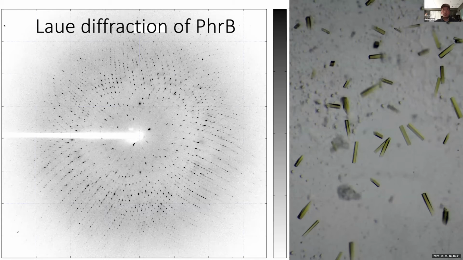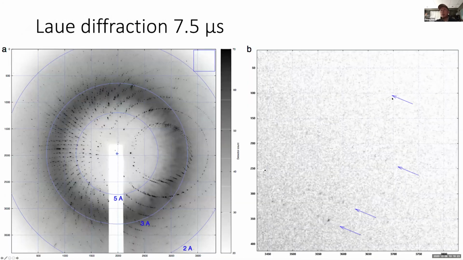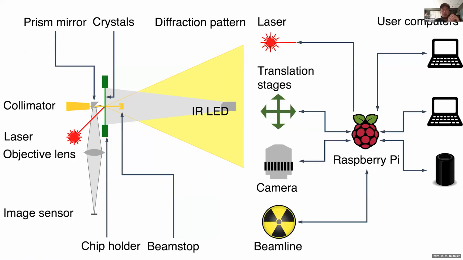So you can see there's still one row of reflections here. It's clear at the very, very corner of that image. Okay, it looks like this kind of device could be useful to scale up Laue diffraction in a very dramatic way.